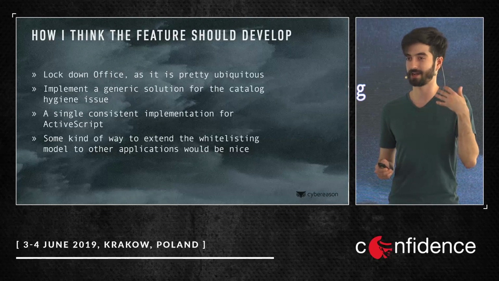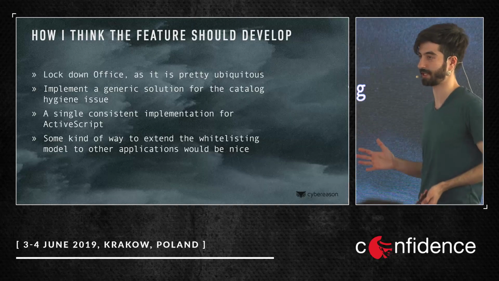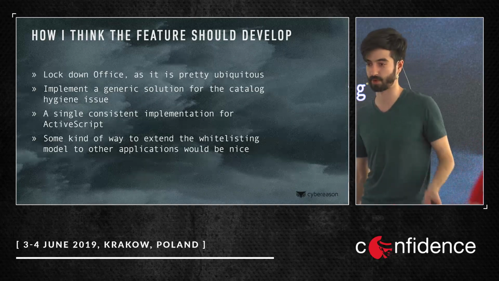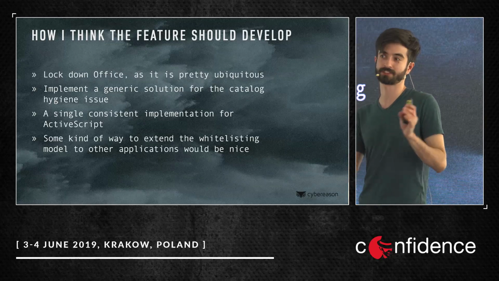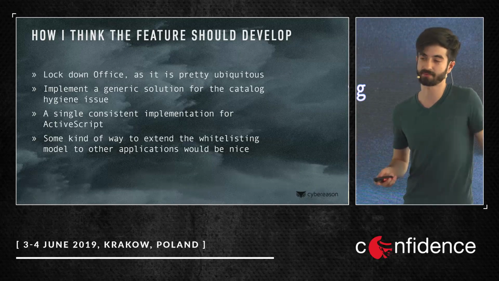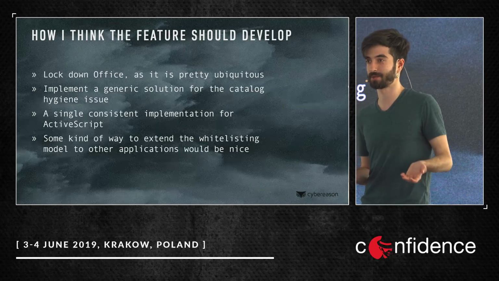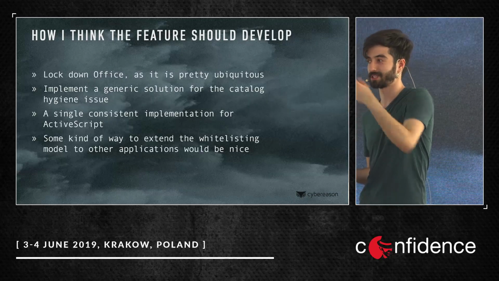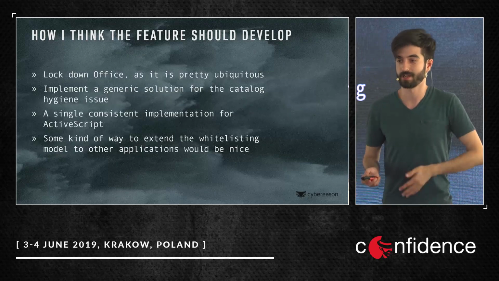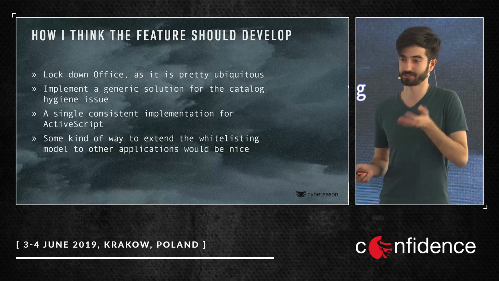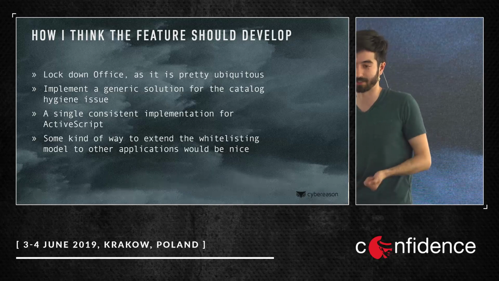And I think while I've showcased a bunch of different weaknesses in Device Guard, this is still a really good feature, and it's probably the best way you could do application whitelisting today. But if Microsoft locks down Office, even though it's not an integral part of Windows, it's made by Microsoft, and it's pretty ubiquitous, this will bring Device Guard from something that's applicable to servers to something that's applicable to workstations without a ton of different bypasses. Also, of course, implement a generic solution to catalog hygiene to make patching actually work well.